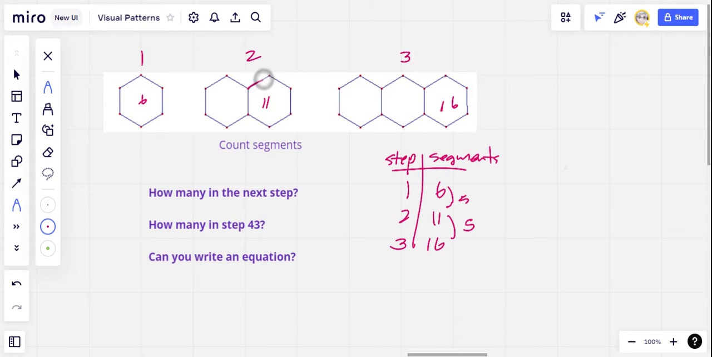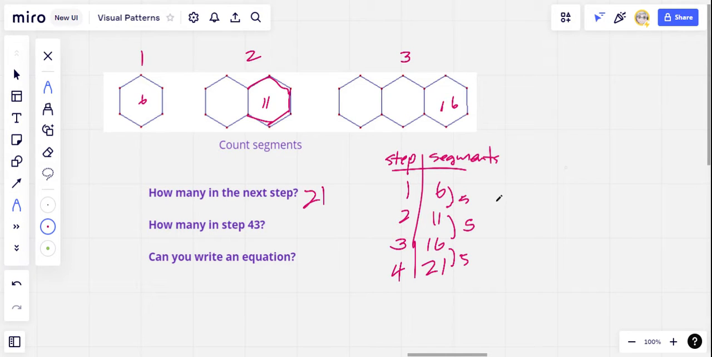And I guess that makes sense because we're adding this much of a hexagon, just those 5 sides every time. So if we're going to predict how many in step 4, we'd probably go up by 5, and 16 plus 5 would be 21, and that would be how many in step 4. So I think that's correct. I'm going to jot it down here. We'll test that when we come up with an equation. And that's actually our next task here, because finding how many in step 43, you can draw it all out or count somehow, but I think making an equation first is the best way to get to step 43.